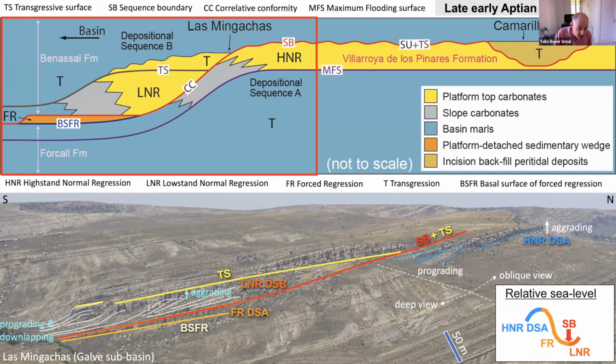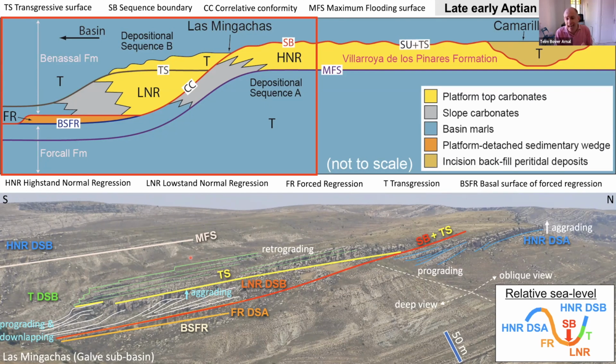Above the transgressive surface, the system is stacked in a retrograding pattern. There are backstepping platform carbonates that pass basinwards to the mounds of the lower part of the Benassal formation, but also upwards in the succession after the platform carbonates were drowned. Above, there is the maximum flooding surface of depositional sequence B at the downlap surface of the next highstand platform top carbonates with rudists and corals that belong to depositional sequence B and to the Benassal formation. So this is the big picture.